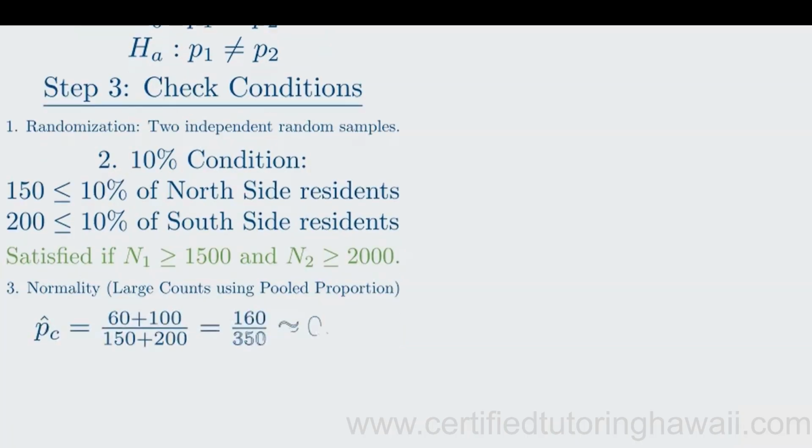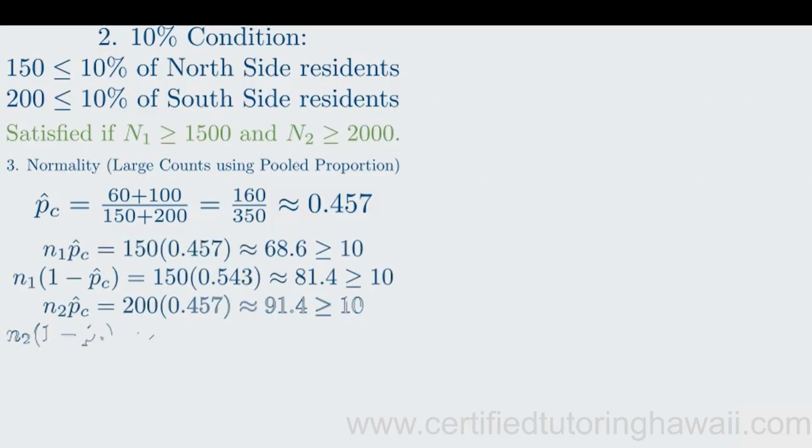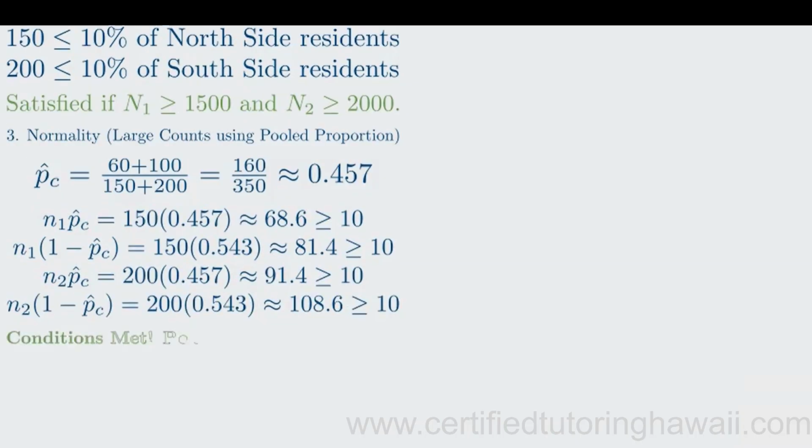First, calculate the pooled proportion, p hat C. It is the total number of successes over the total sample size, which gives us approximately 0.457. Now, check the 4 expected counts. We multiply the sample sizes by the pooled proportion and its complement. Since all counts are greater than or equal to 10, the normality condition is met. We are officially ready to perform the two-sample z-test.